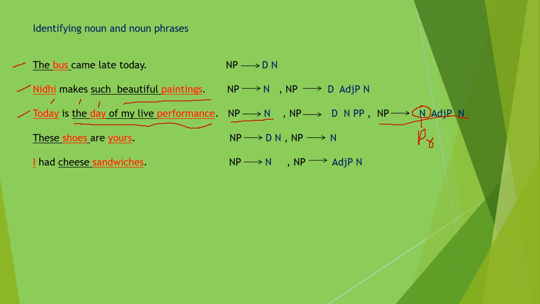So based on the constituents you will make the structure of the phrase. You will write the structure using the phrase structure rule according to the constituents. And then we'll see the next sentence now. The next sentence is, these shoes are yours.